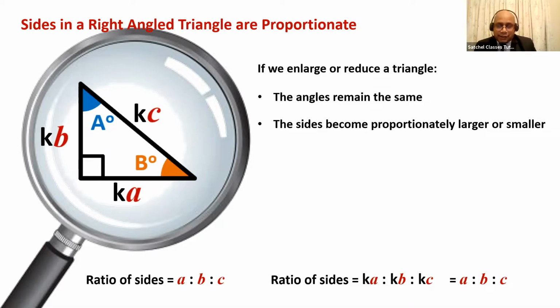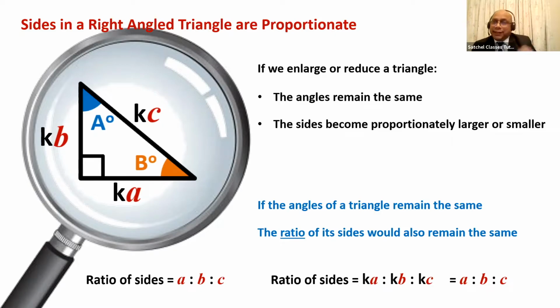So what is interesting is if the angles of a triangle remain the same, then the ratio of its sides would also remain the same. Okay, think about it. As you can see, the angles of the triangle were the same as before, right? It was A degrees and B degrees and 90 degrees. Even if I were to enlarge it and reduce the triangle by keeping the angles same, the ratio of the sides, we're not saying the length of the side, mind you, the length of the side will obviously change. It will either increase or decrease depending on whether we have enlarged or reduced respectively, right? But the ratio of the sides would always remain the same.